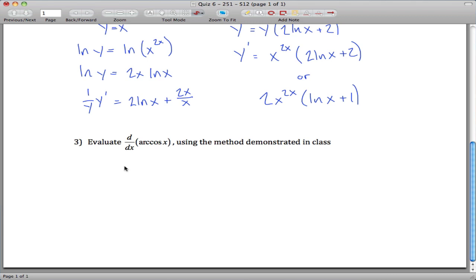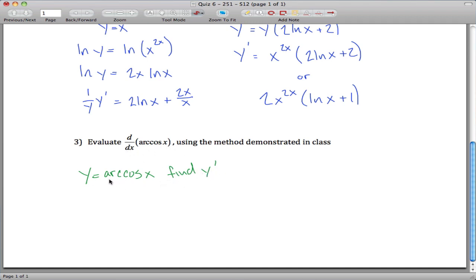I guess if you were really good at Math 112, maybe it's not too bad. Evaluate the derivative of arc cosine of x using the method demonstrated in class. Okay, so what I'm going to do is say y equals arc cosine of x, and I'm going to try to find y prime. And maybe you see how this is equivalent to answering this question here.